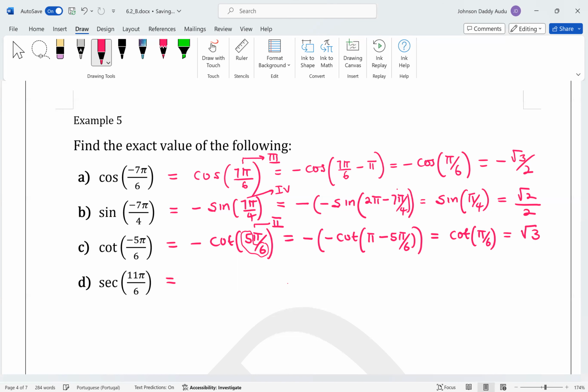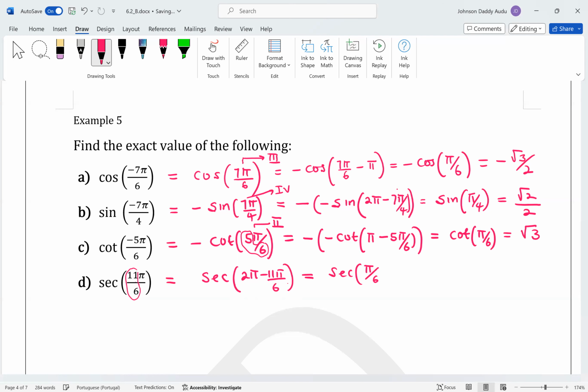Then sec. Okay, this one is just sec, we know it's even, and there is no negative here, so we can just go directly. This is 11 pi over 6. 11 pi over 6 is in which quadrant? I think this is going to be in the fourth quadrant, yes. So we can just apply the reference angle directly. So this is still going to be sec of 2 pi minus 11 pi over 6.